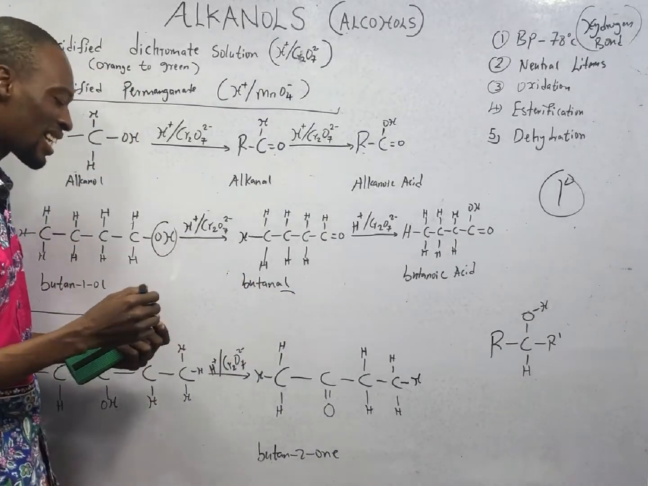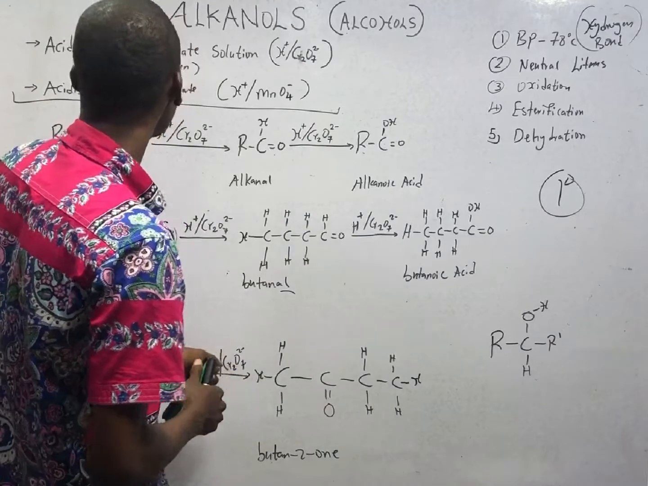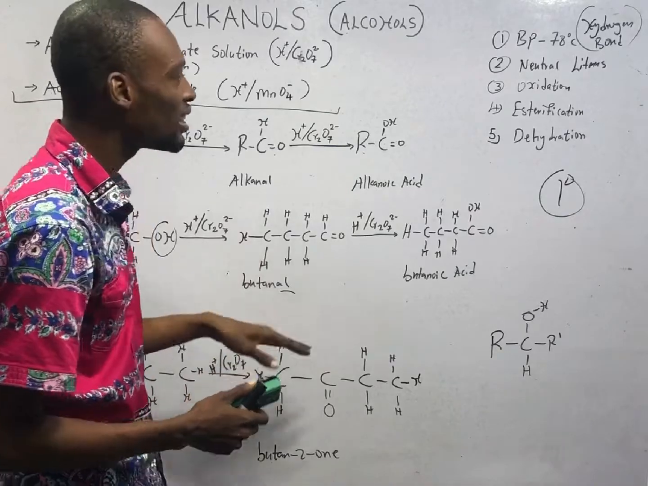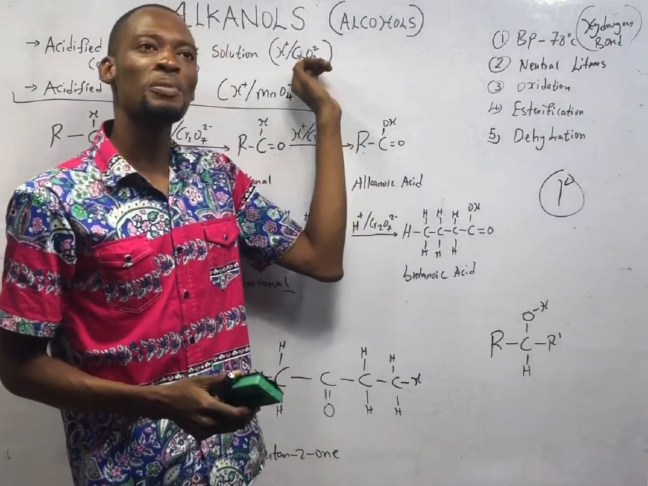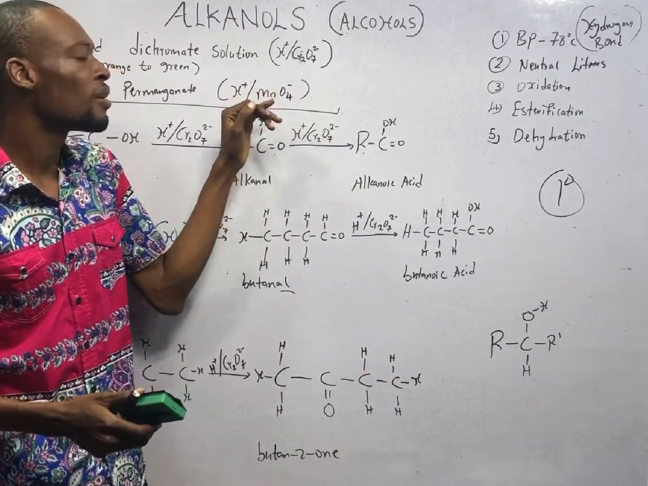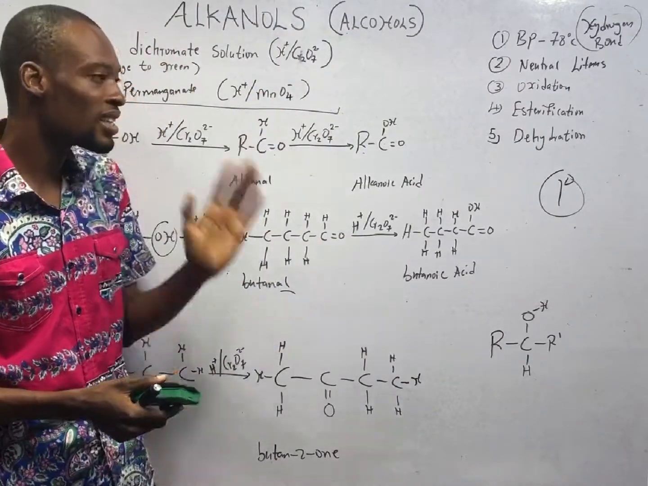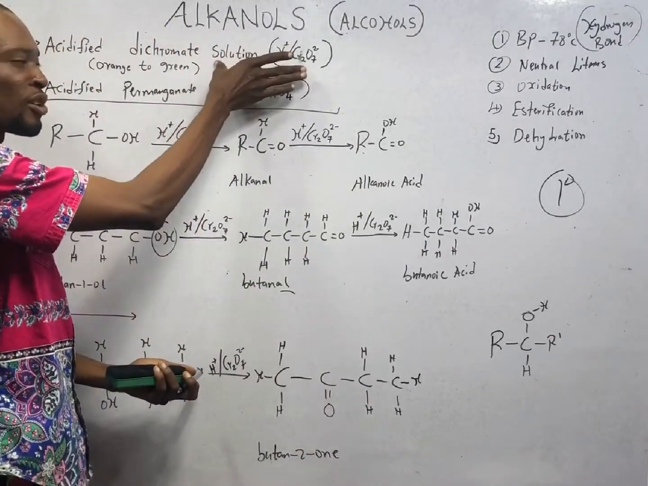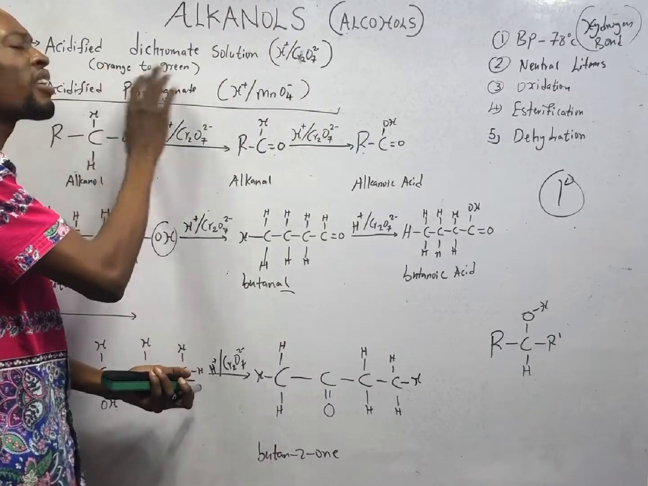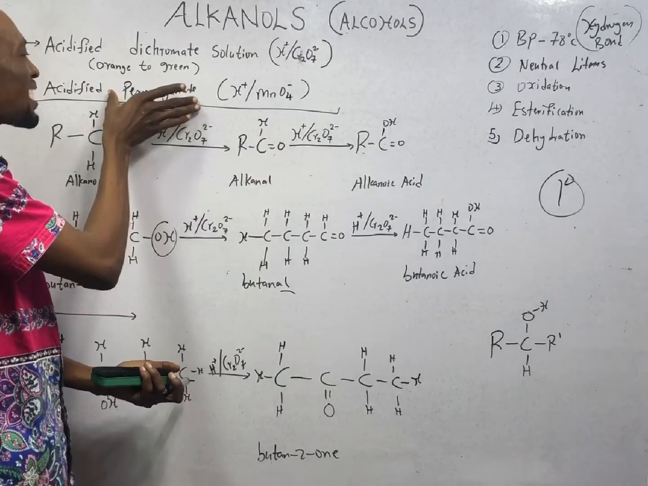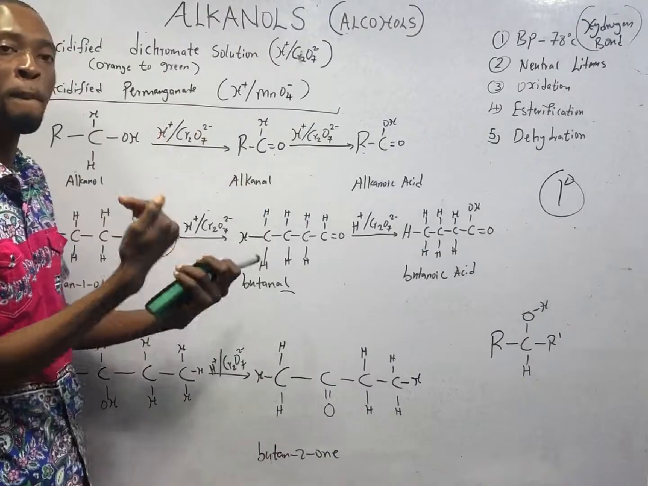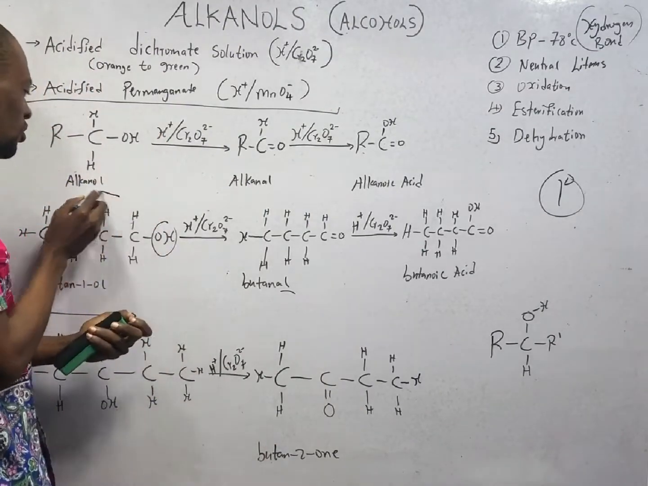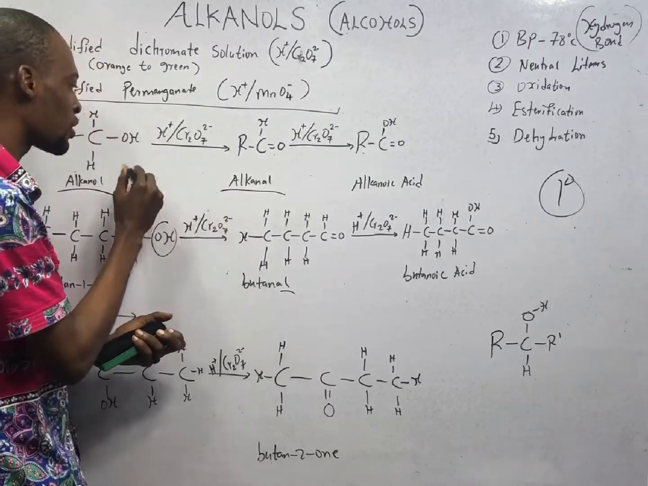Now, to oxidize alkanols, you simply use acidified dichromate solution or acidified permanganate. So, heptaoxodichromate 6 or permanganate 7, tetraoxomanganate 7. Now, look at this. In the oxidation, when you use acidified dichromate, the solution changes from orange to green. When you use acidified permanganate, the solution changes from purple to colorless. So, when you oxidize primary alkanols, you form alkanals. This is partial.